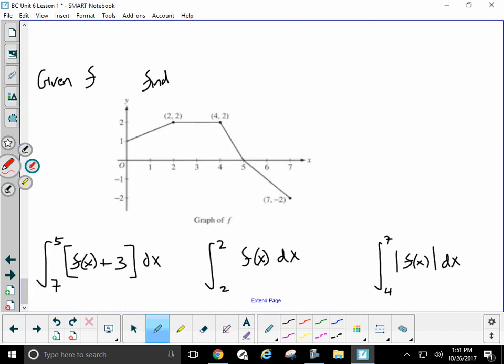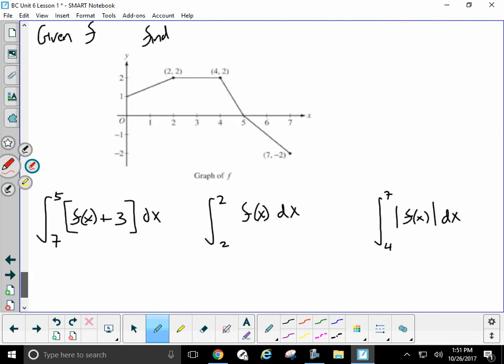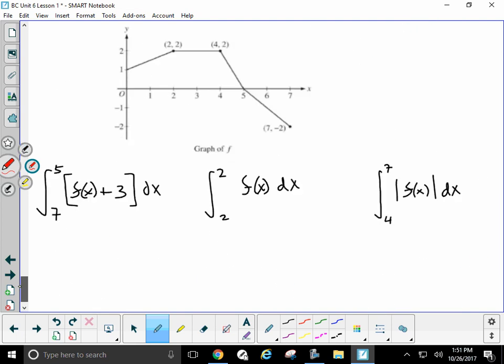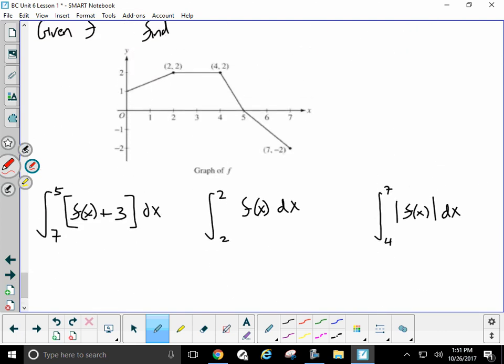We can do these questions with a graph. So example, integral from 7 to 5 of f of x plus 3. Again, this right to left, keep track of it, pay attention to it. It is the opposite of the integral from 5 to 7 of f of x plus 3.